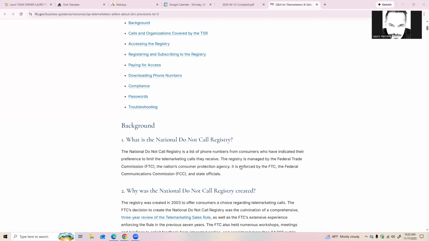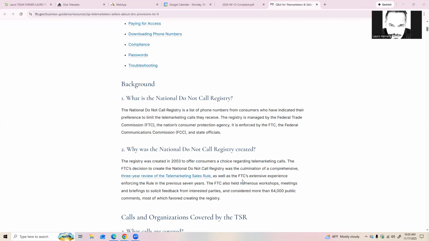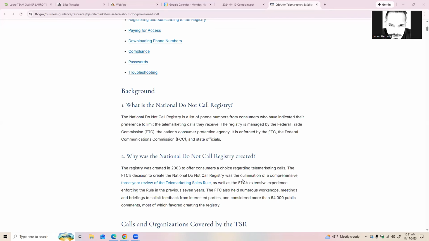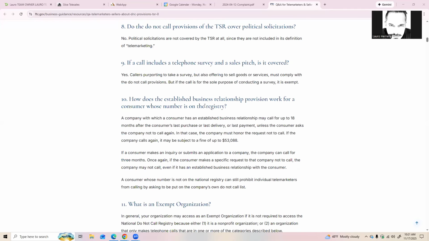And what I mean by that, major lawsuits, look at what the Federal Trade Commission says on their website, ftc.gov business, under Q&A for telemarketers and sellers about DNC provisions. Look at number 10, what it says. How does the established business relationship provision work for a consumer whose number's on the registry?